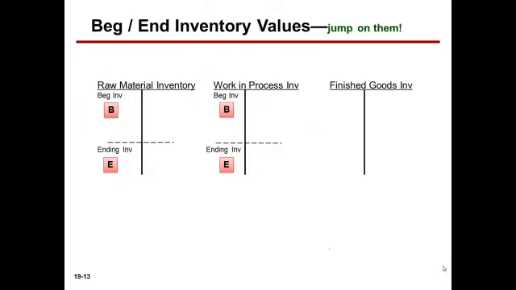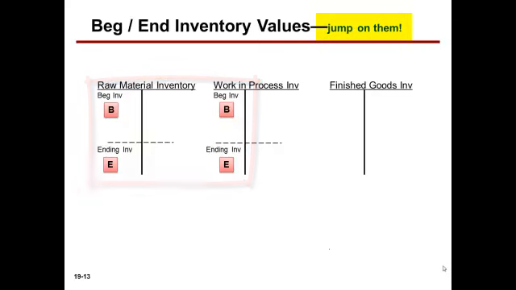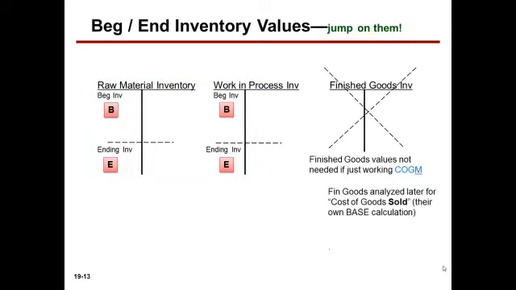When you see beginning and ending inventory values for the raw material account and the work in process inventory account, jump on them. These are the items you need to calculate other values. We do not need finished goods inventory changes in calculating cost of goods manufactured. The finished goods will be analyzed later for cost of goods sold, their own base calculation.